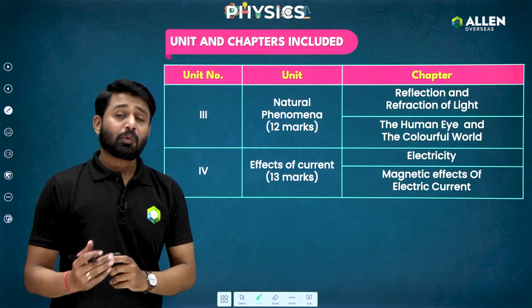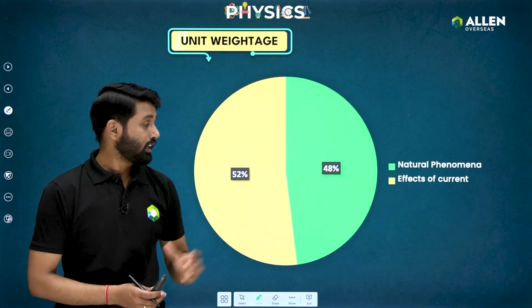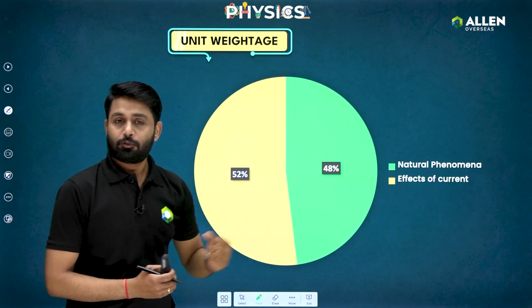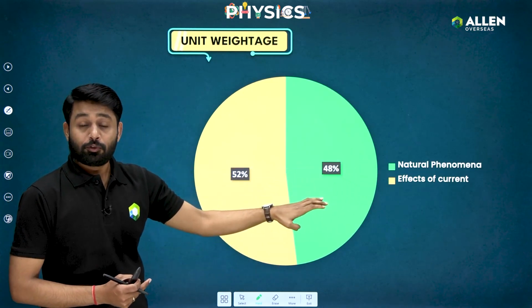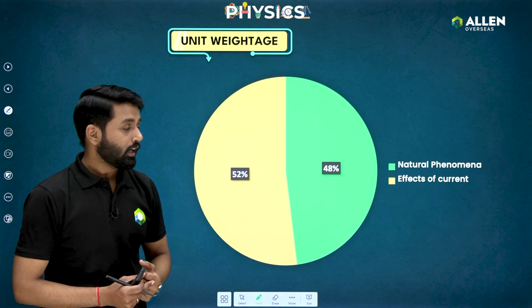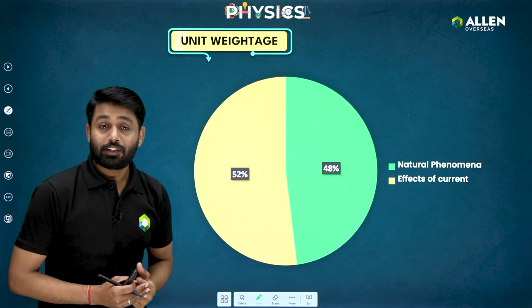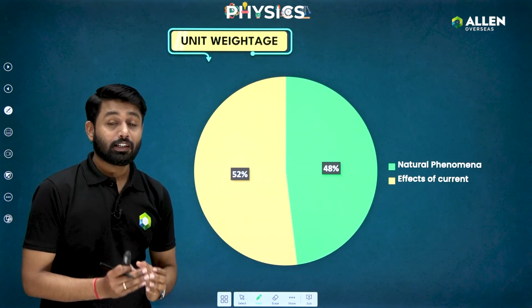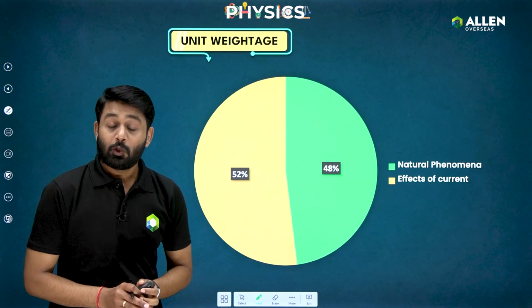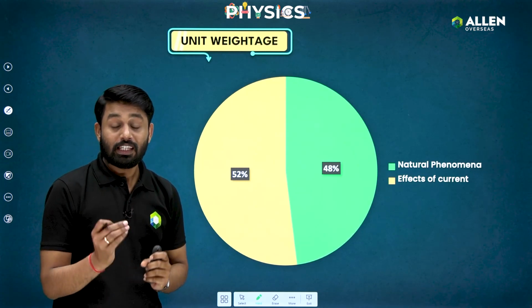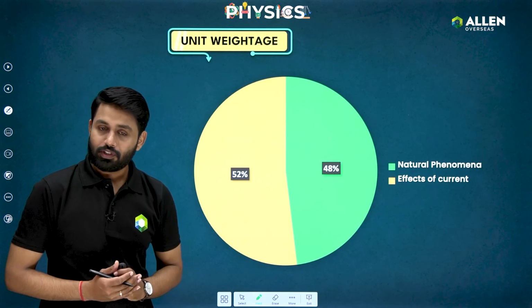Next, if we talk about unit wise weightage, you can see here, the weightage of natural phenomena is 48% and the weightage of effects of current is 52%. So you can see clearly both the units have almost equal weightage. So you have to focus equally on both the units, right?